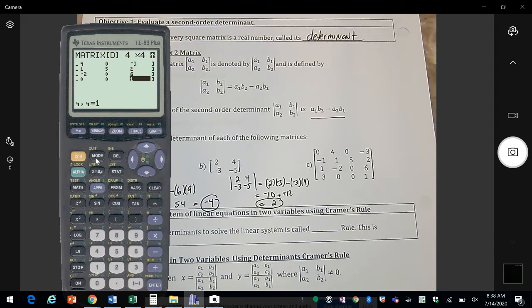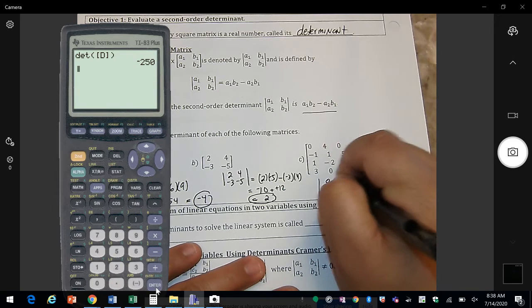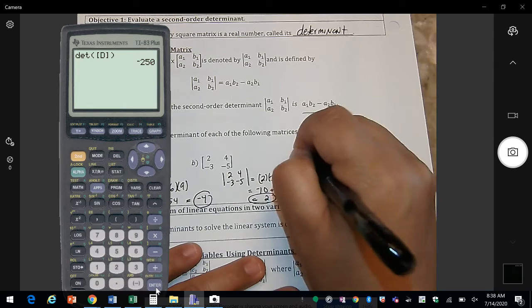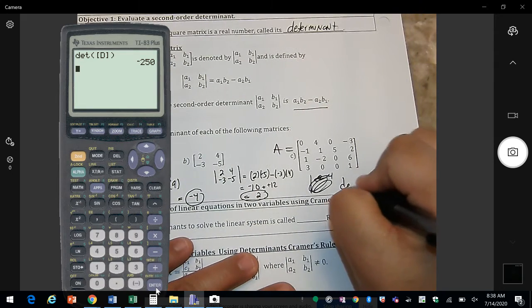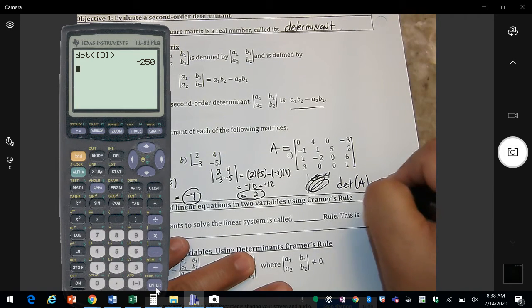So I can quit and go back to matrices. We're going to do some math, so the DT, that's the determinant. I press enter, and now I call my matrix, which we put in letter D. Enter. Let me just call this matrix letter A. So the determinant of A is equal to -250.